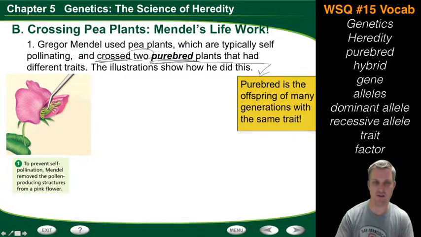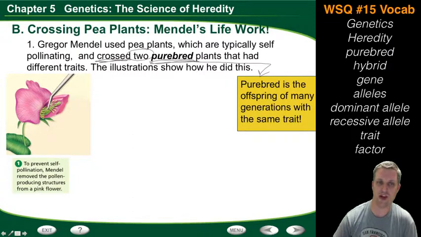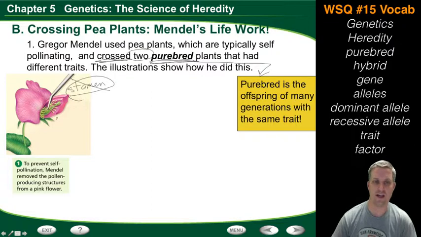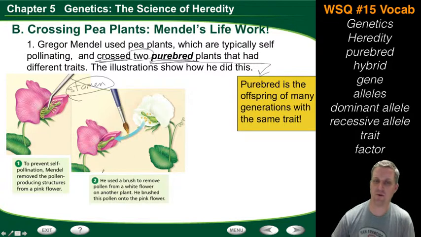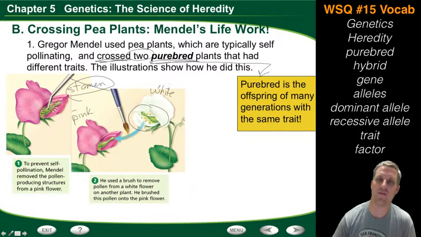I'll show you how he did this. In step one, he would remove the pollen-producing structures from a flower. So he'd actually go and cut those pollen-producing structures, which are called the stamen. We'll learn more about these when we talk about plants. He would take those stamen and remove them. Then he would take a brush to take the pollen from another plant. Now notice flower color here. We've got a white plant that's a purebred, and we have a pink-flowered plant that was a purebred. And so he'd take the pollen from the white plant, and with a brush, he would brush that pollen right here on the stigma, on the pistil of the flower, that portion of the flower where the pollen would actually adhere and where reproduction starts.